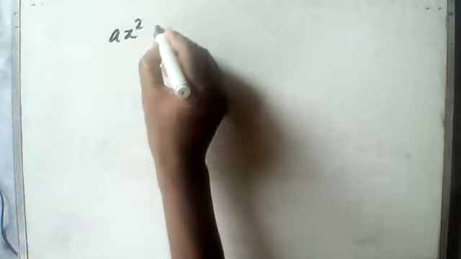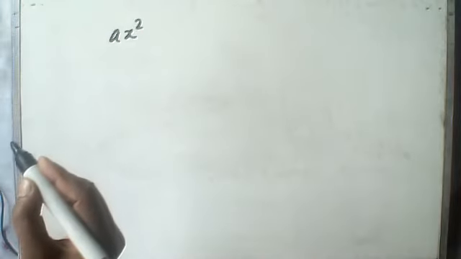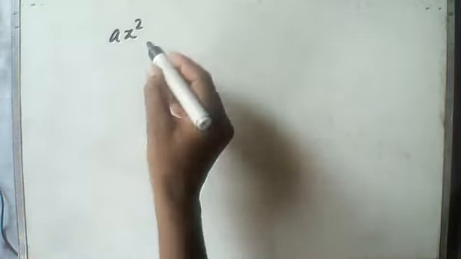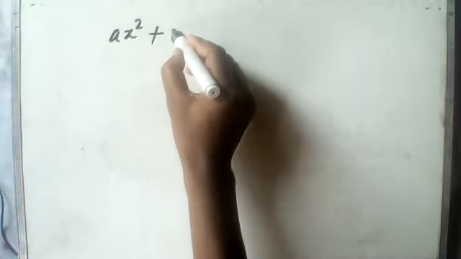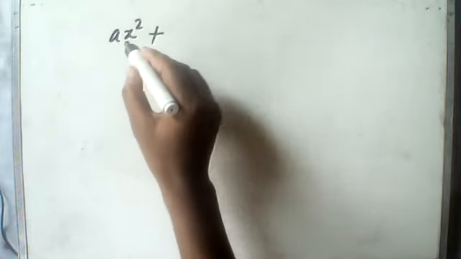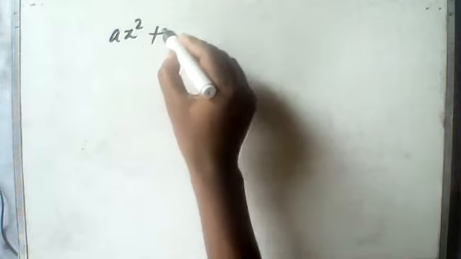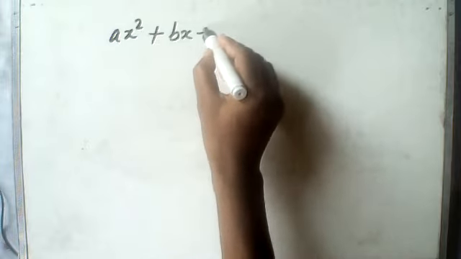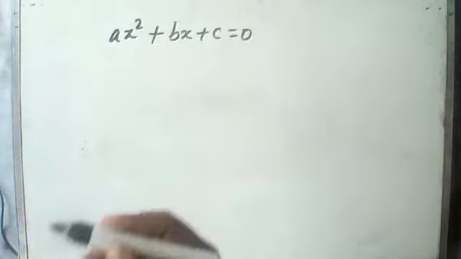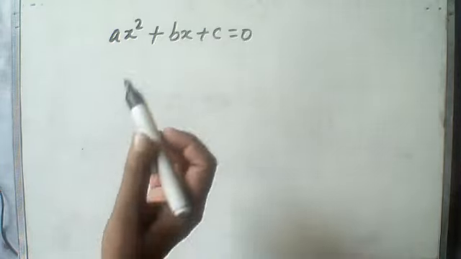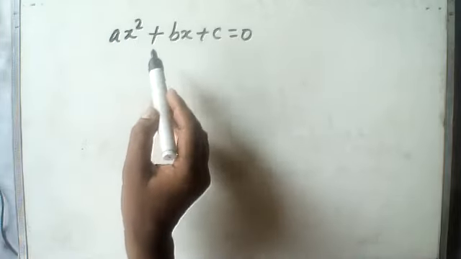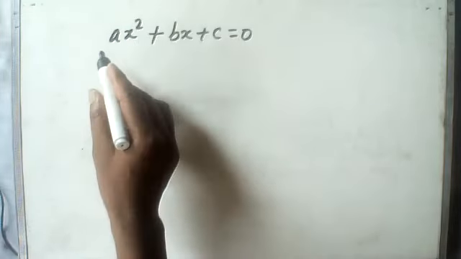Today we are going to learn solving a quadratic equation by factorizing method. This is called a quadratic equation in the form ax square plus bx plus c is equal to 0. In this method, the polynomial of second order is factorized as the product of two linear factors.